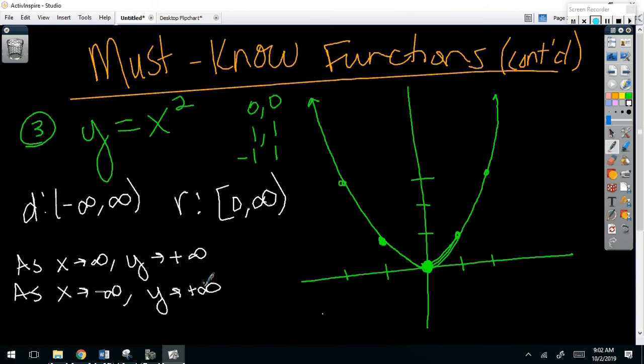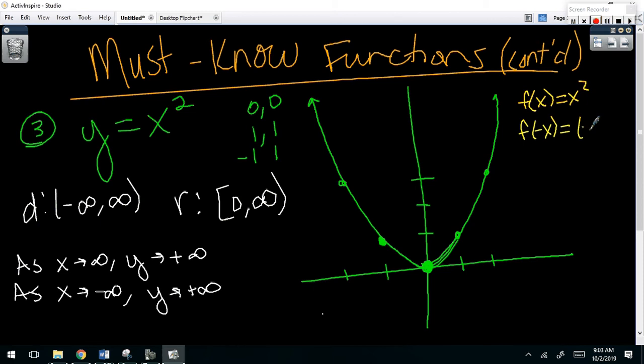What about symmetry? Does it show any type of symmetry? Even symmetry. Good job. If f of x is x squared, then if I do f of negative x, that is negative x squared, which is the same thing that I started with. So it is even symmetry. Y'all good? That's number 3. I told y'all this wouldn't be bad.